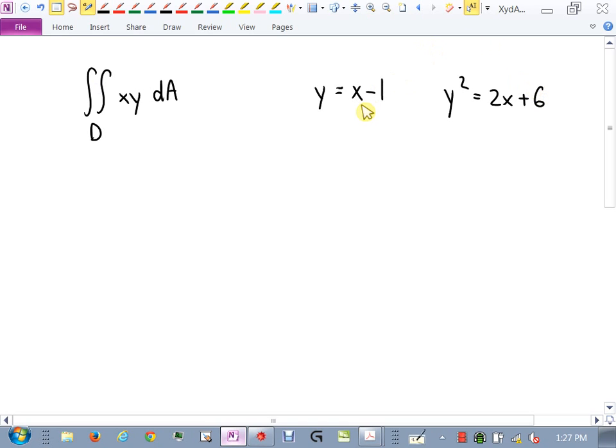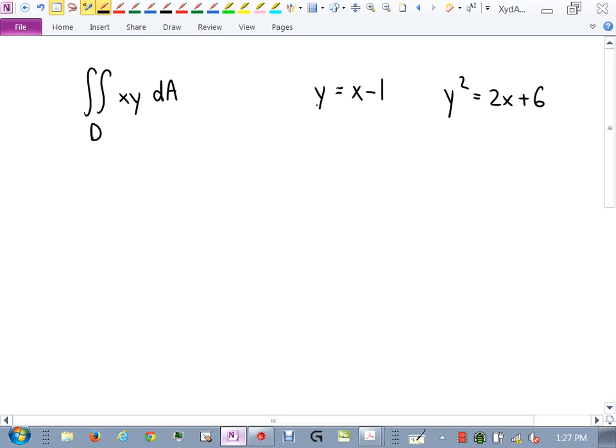So we should just know by looking at this, y equals x minus 1 is a line, and y squared equals 2x plus 6 is a parabola that opens sideways, right? If you have a parabola that opens sideways, you know that that's not a function of x. It's a function of y instead. You could also say, if I try and solve this one for y, I have to take the square root on both sides, which means I'll have a plus or minus, and then technically, you won't have a function of x.